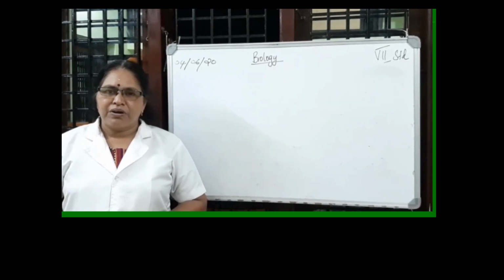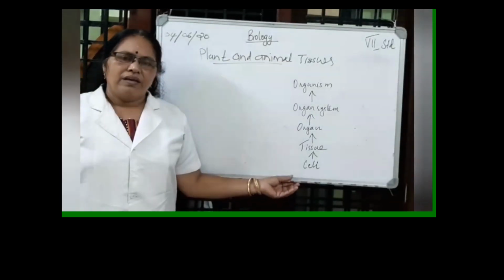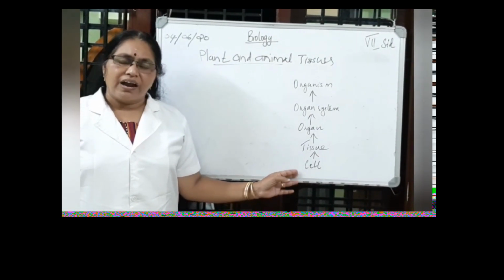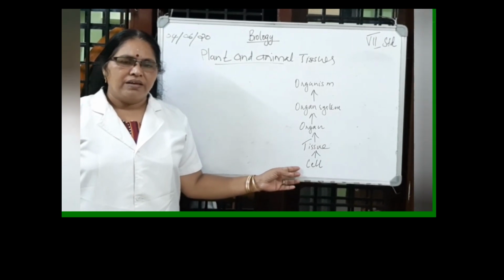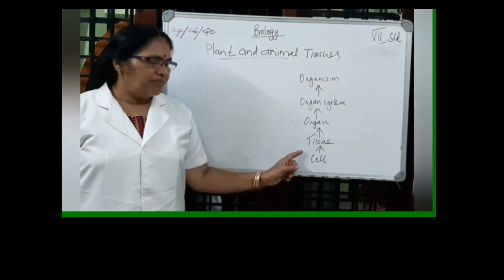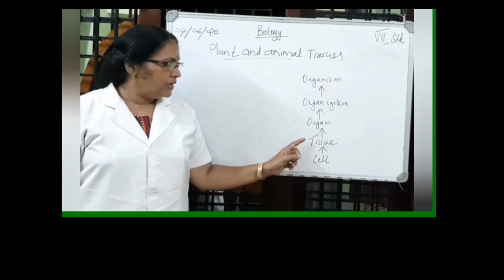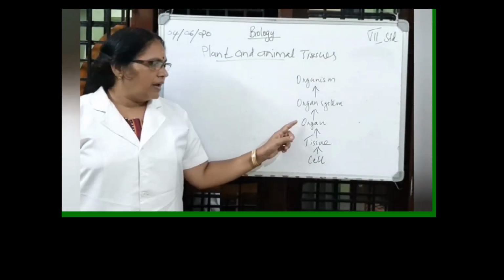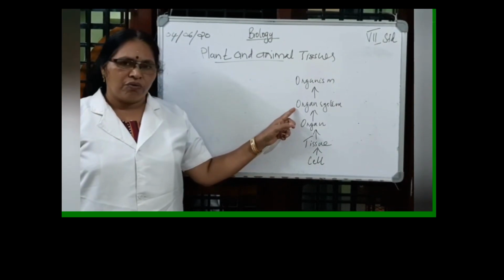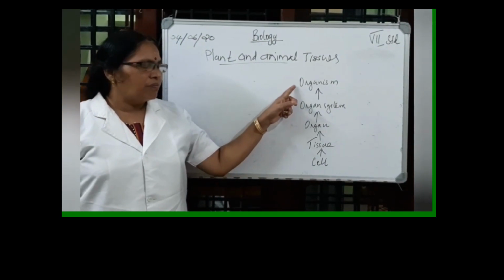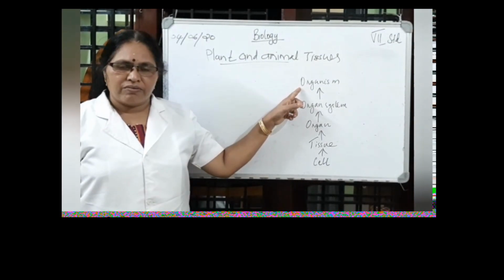Today let us study about the tissues. You know that the body of all living organisms is made up of cells. We start our life from the cell. So the first cell is formed, after that the cell divides and forms the tissues. Many tissues together form the organ, and the organs together form the organ system, and the organ systems together form the body of an organism.